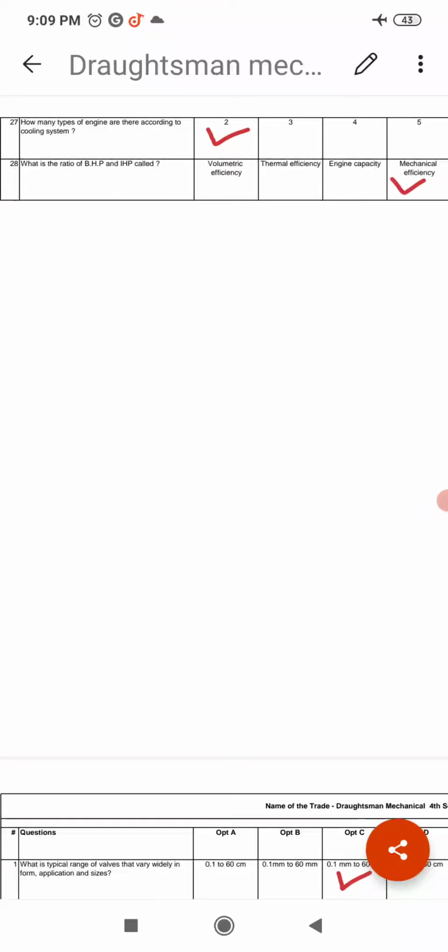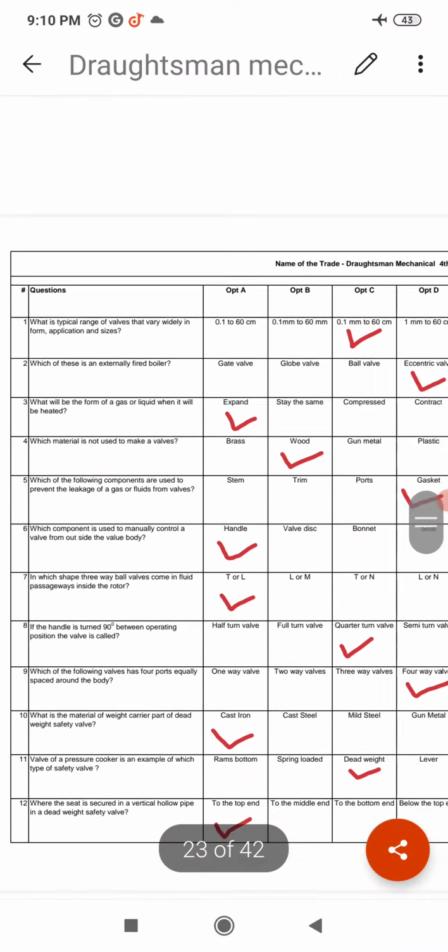First, how many types of engine are there according to the cooling system? Its option is A, 2. What is the ratio of BHP and IHP called? Mechanical efficiency. Option D. Next question.